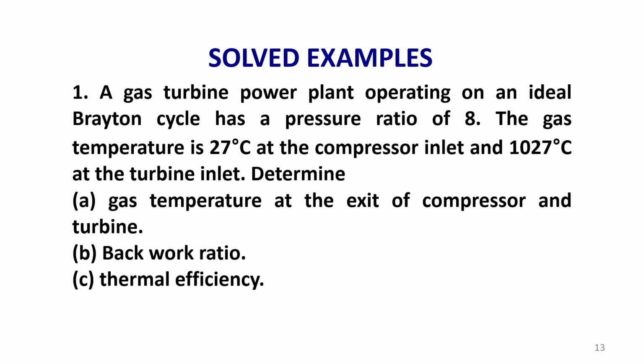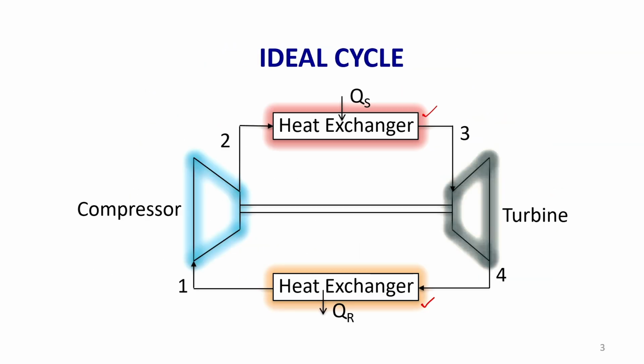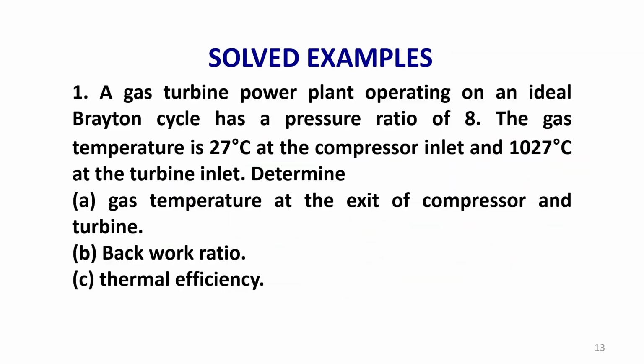A gas turbine power plant operating on an ideal Brayton cycle has a pressure ratio of 8. The gas temperature is 27 degrees centigrade at the compressor inlet and 1027 at the turbine inlet. So, two temperatures are given, T1 and T3. Compressor inlet is T1 and turbine inlet is T3, referring to the diagram. Determine the gas temperature at the exit of compressor and turbine, that is T2 and T4.